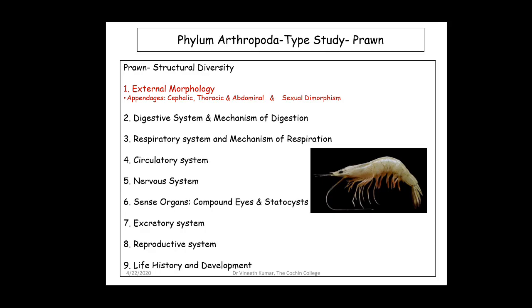In this particular video, we'll be talking about the external morphology, which encompasses the body features, the appendages, and also sexual dimorphism. Every video will start with the same slide, and the particular topic which is being discussed in that video lecture will be highlighted. So in this we are going to see the external morphology.